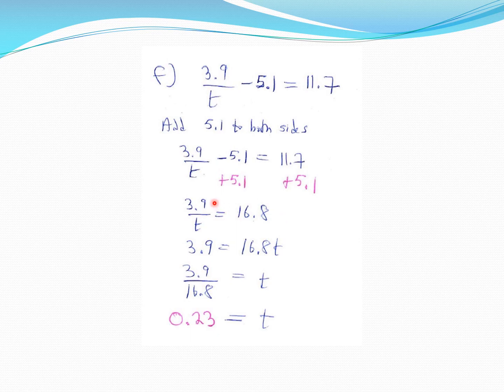So 3.9 divided by t equals 16.8. You're now well used to this type of example. 3.9 equals 16.8 times t. t equals 3.9 over 16.8. t equals 0.23. So in this part here again, 3.9 over t equals 16.8. You're sort of getting used to now that we don't do technically 16.8 over 1, but it is really still the cross multiply.